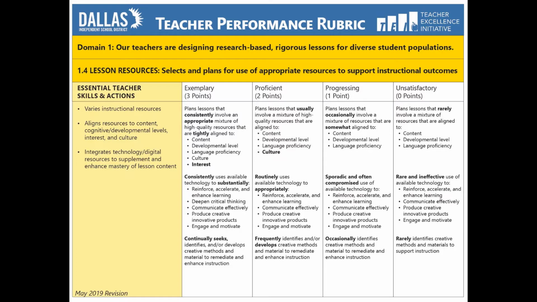We're going to focus on the exemplary column, which is divided into three different parts. The first part, the top one, discusses how we involve an appropriate mixture of high quality resources. So this goes with how well I align what is the developmental level, the language proficiency, culture, and interest. How are we increasing their interest in those particular parts of the lesson, either in a whole group, in my I do, or in my stations?